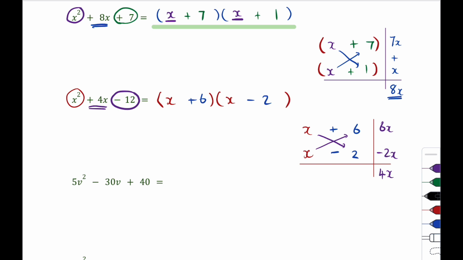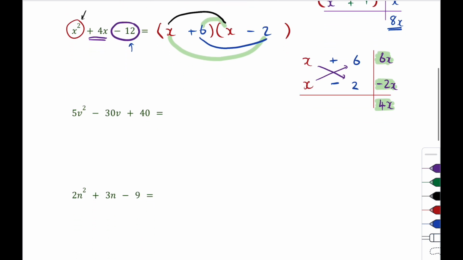If you ever want to check your factoring, you could always expand. X times x makes x squared. Then 6 times minus 2 will give me negative 12. And now the inner terms, the ones I've been working on, is 6 times x, which will give me positive 6x, and x times negative 2, which will give me negative 2x, and added together will give me 4x.